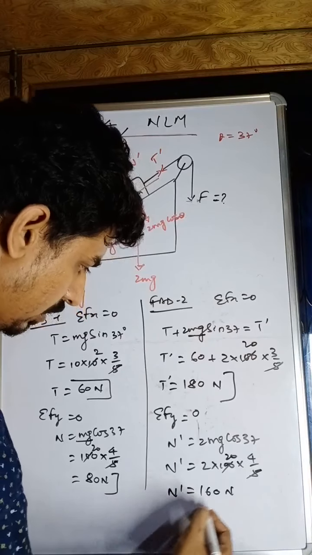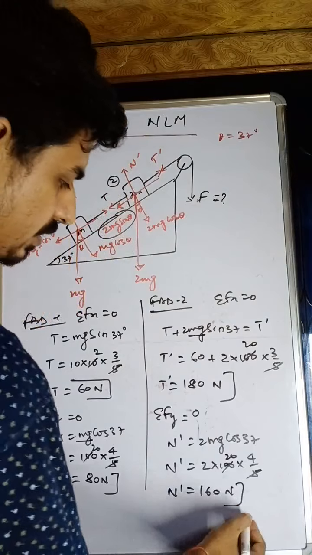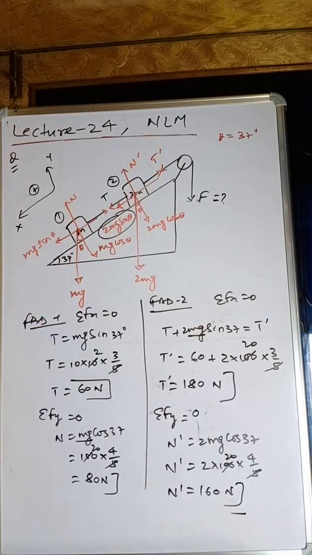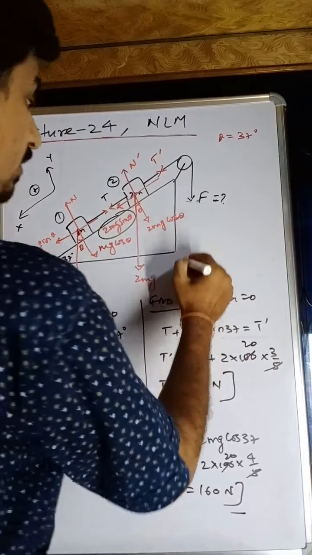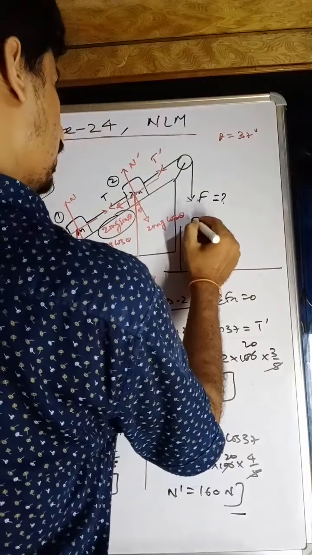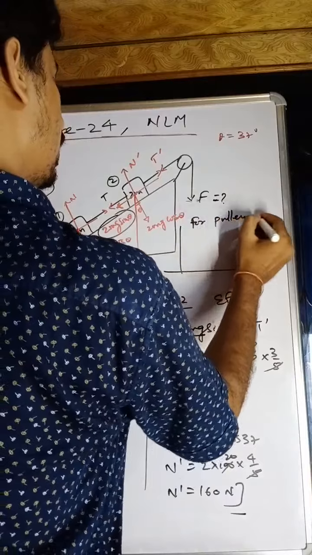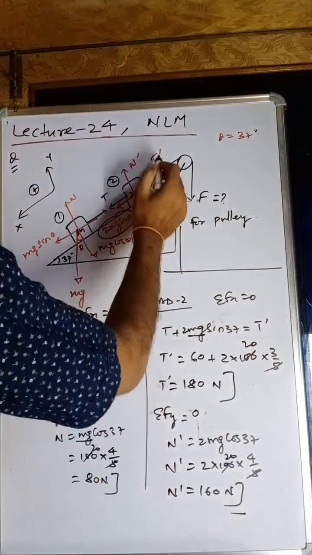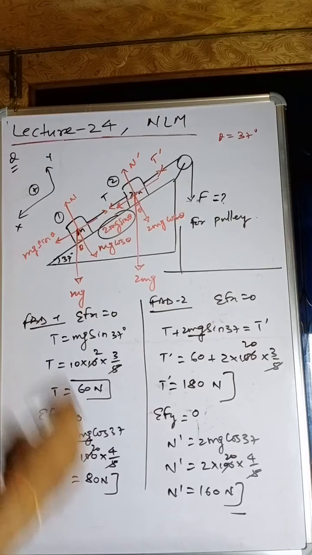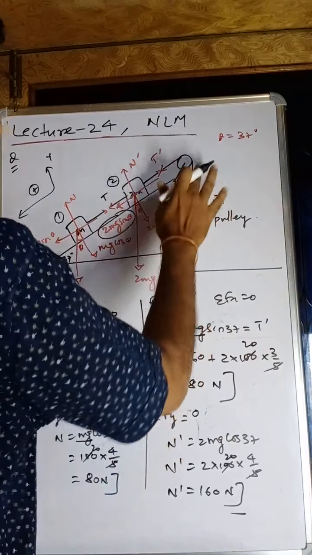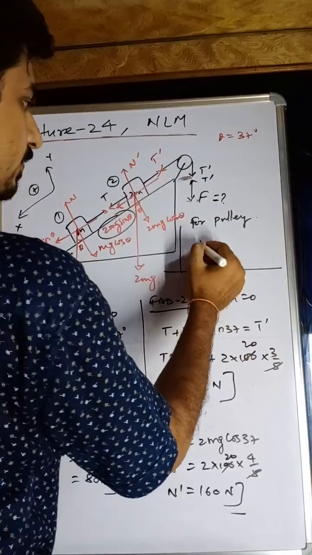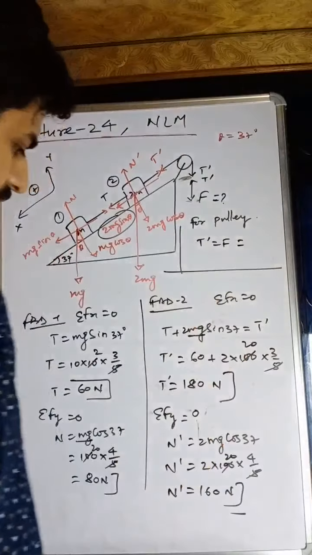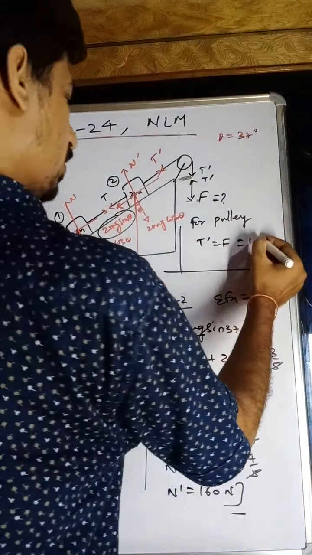(160 Newton). This is the value of n dash. Okay, my dear students. Now we have calculated all the values here. Now for the pulley we can write, you can see this T dash is balanced by F. There is no other force, because if you break here you will again write T dash and T dash, and this T dash is equal to F. So T dash equals F, which is 180 Newton.